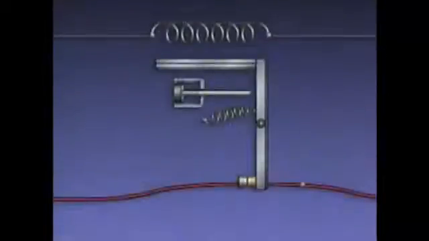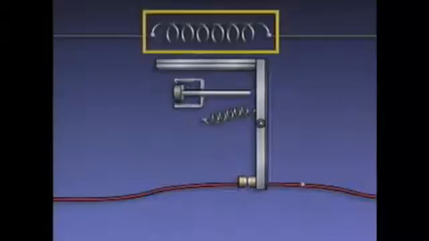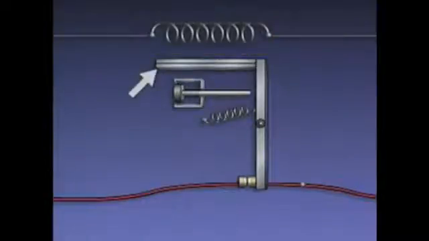Another typical thermal overload device is a bimetallic device, like the one illustrated here. This device consists of a heater, which is in the motor controller's power circuit, a bimetallic strip, which is a strip made up of two different metals that are bonded together, a spring-loaded mechanical linkage, a set of contacts, which is in the motor controller's control circuit, and a reset button.